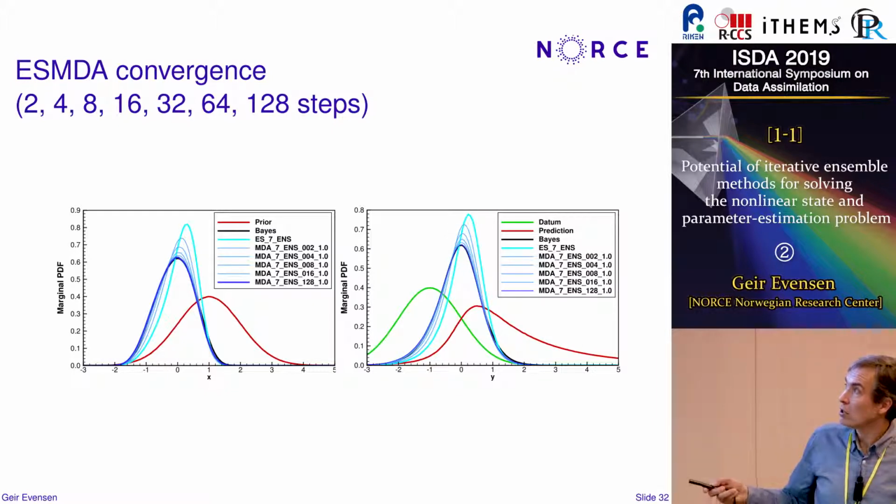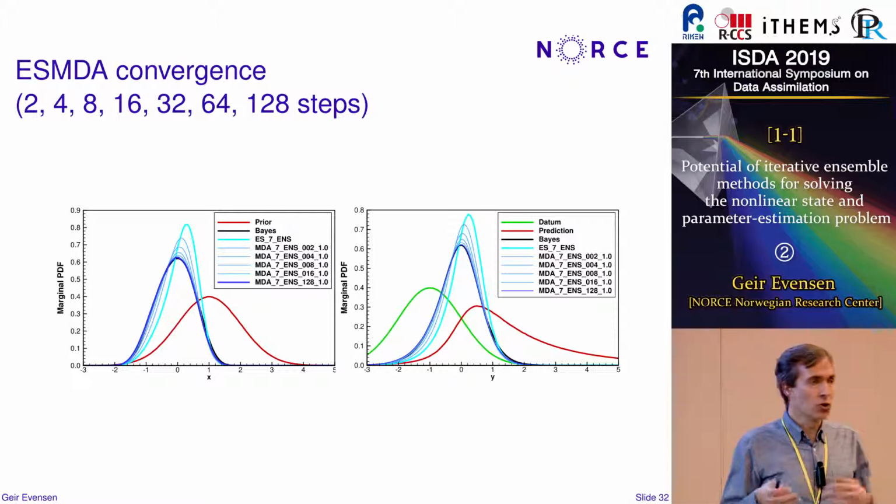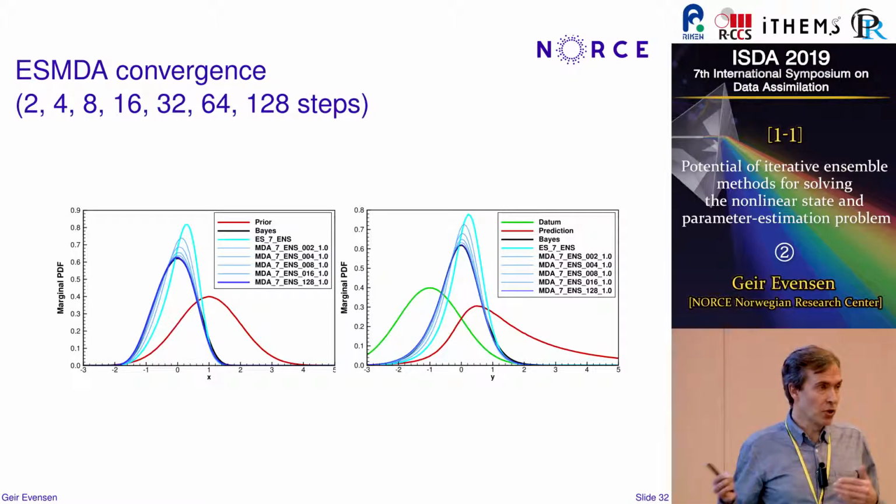These are the results for the Ensemble Smoother with 2 steps, 4 steps, 8 steps, 16 steps, and 32 steps. Or actually 128. But it means that you need like 16 to 32 steps with MDA for it to really converge.